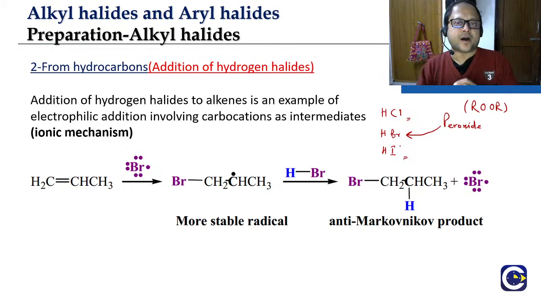So even if you are given organic peroxide along with HCl and HI, the addition is only Markovnikov based. It is not anti-Markovnikov addition. But in case of HBr, in absence of peroxide, HBr acts like a Markovnikov reagent. Otherwise, in presence of peroxide, it acts like an anti-Markovnikov reagent. That's the only difference you have got, right?